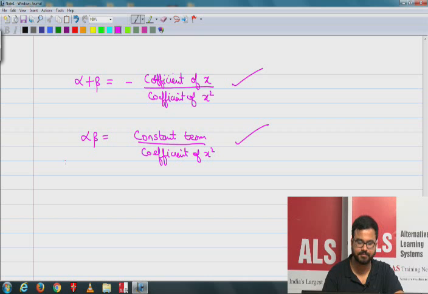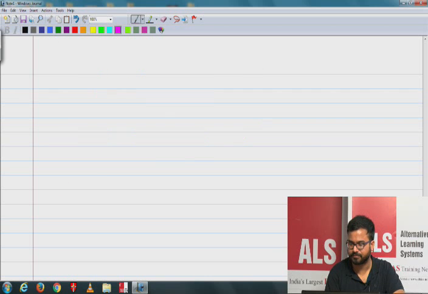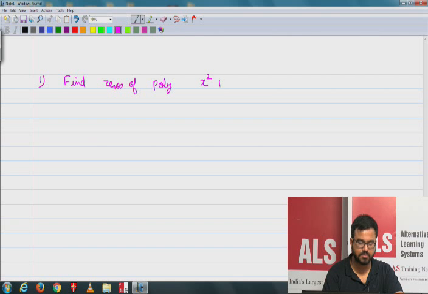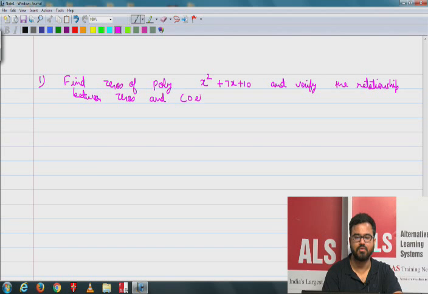Let's see, it says, example 1. The question says find the zeros of the polynomial x square plus 7x plus 10 and verify the relationship between zeros and coefficient.